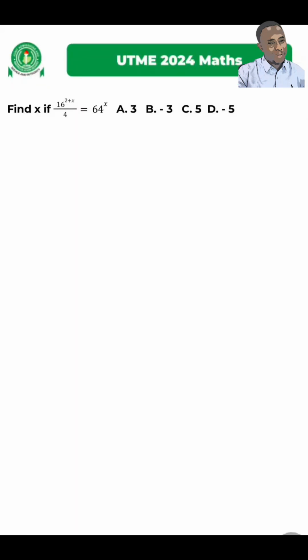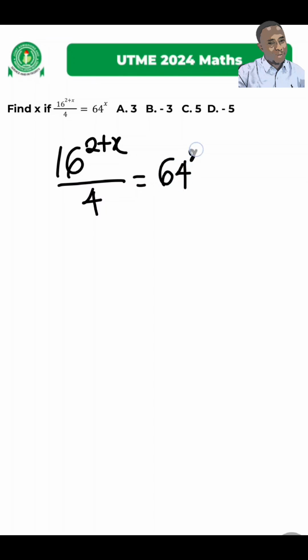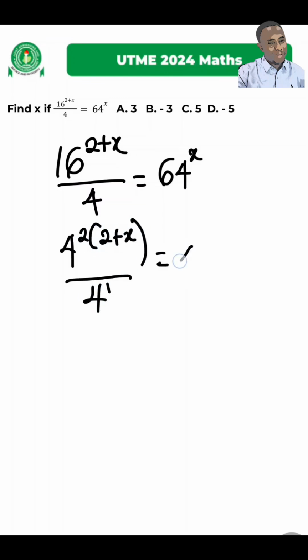Find x if 16 raised to the power 2 plus x over 4 equals 64 raised to the power x. I know that the average student will be thinking of, well, let's write this in terms of 2, 2, 2, 2, 2. But I would rather we write this in terms of 4, because 16, 4, and 64 are all multiples of 4. So I have 4 raised to the power 2, 2 plus x over 4 raised to the power 1 equals 4 raised to the power 3 times x.